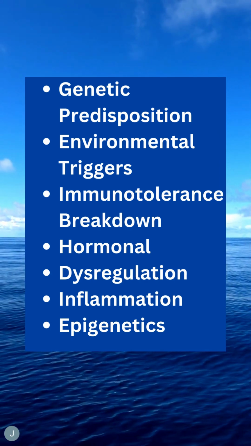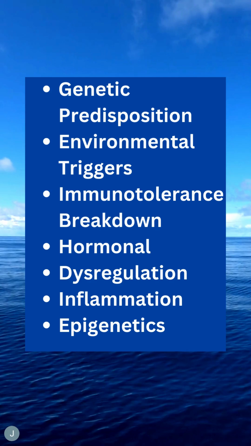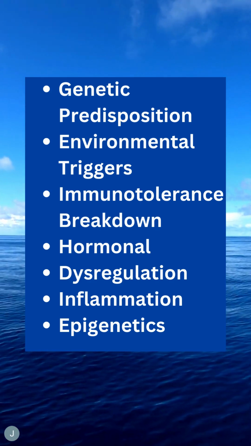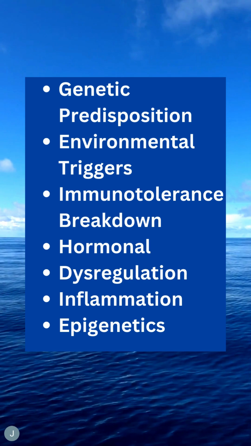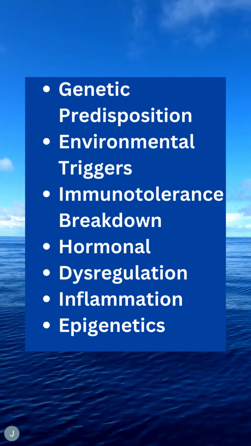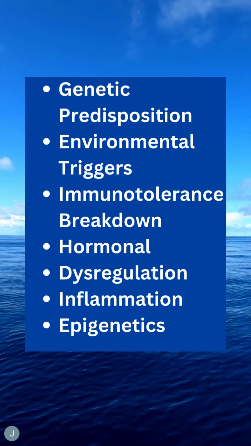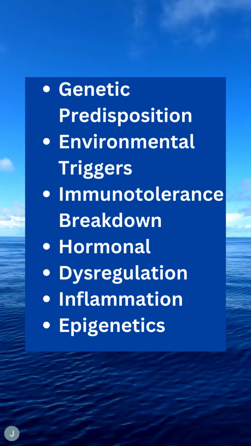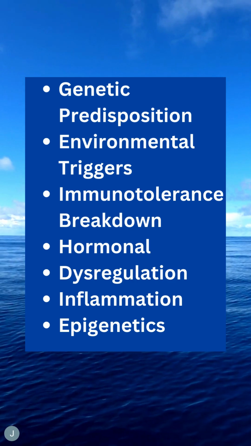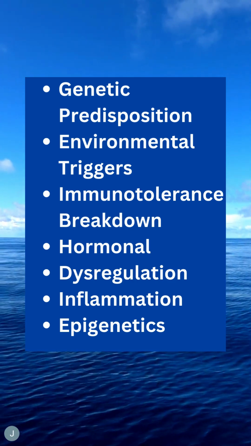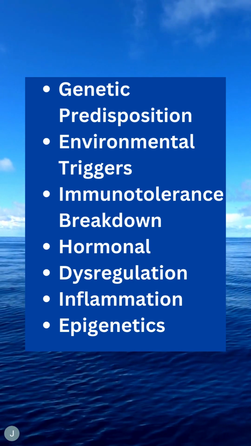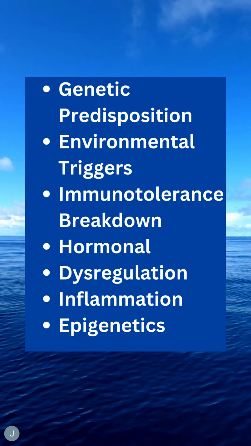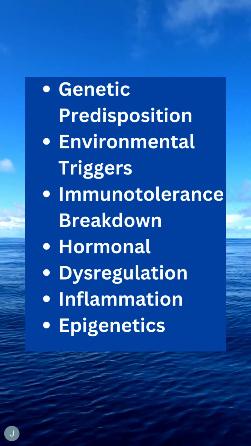Chronic inflammation. Persistent inflammation can contribute to autoimmunity by continuously stimulating the immune system and potentially leading to an inappropriate immune response. Epigenetic changes. Epigenetic modifications, which affect gene expression without altering the DNA sequence, can also influence the development of autoimmune disease by altering the regulation of immune system genes.